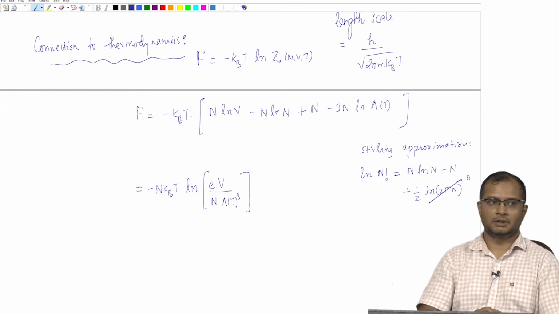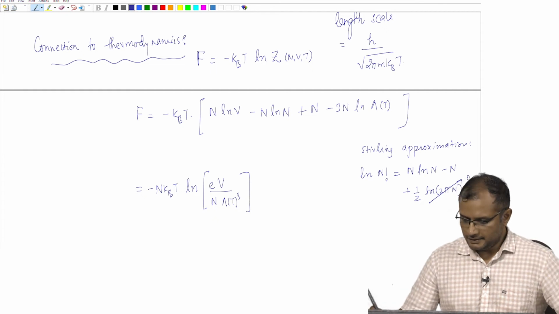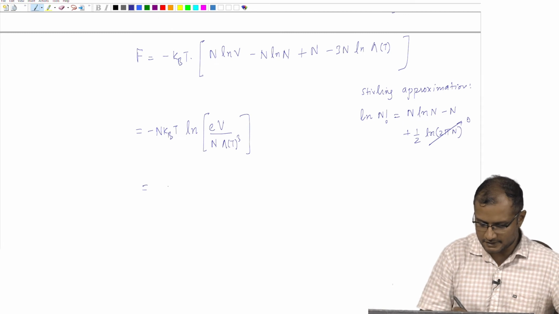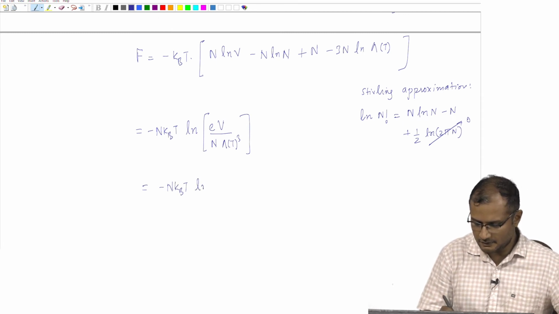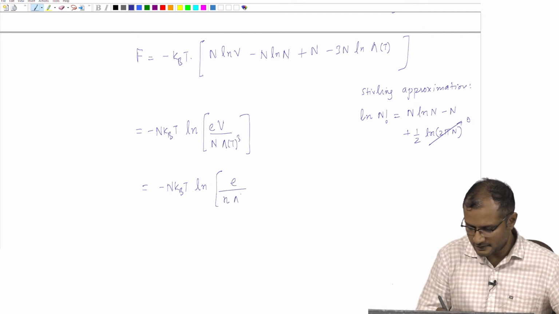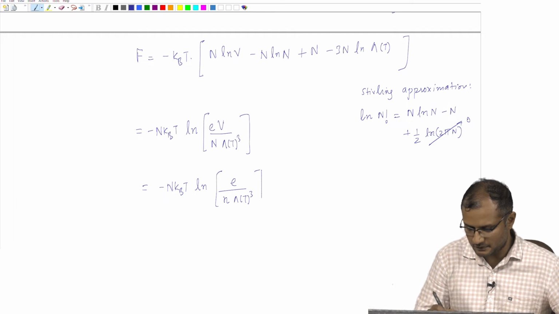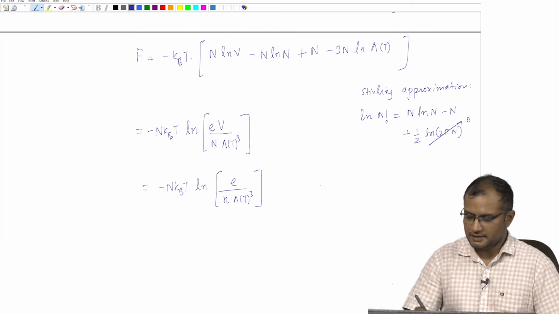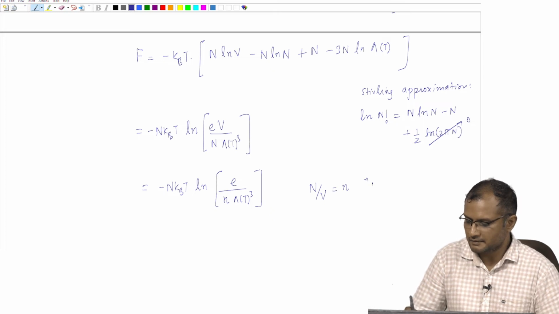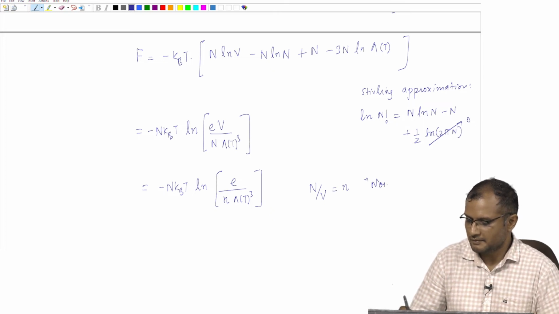Okay. And then I can write it as minus n k_B T ln of e over small n λ cubed, where this small n is nothing but the number density. Okay.